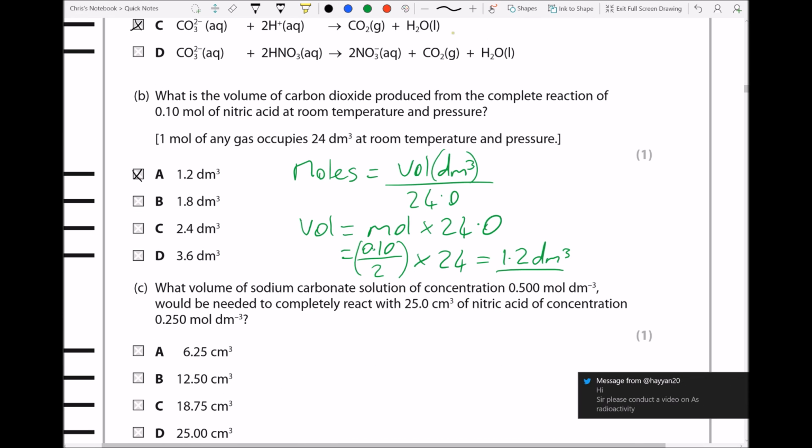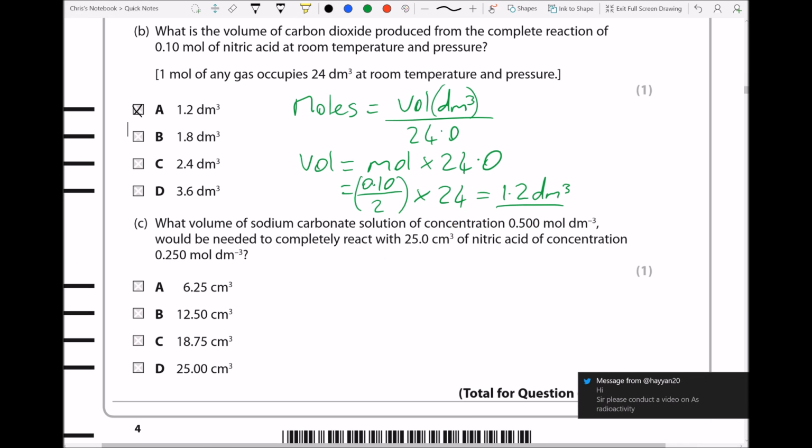Okay, part C. So what volume of sodium carbonate solution of concentration 0.500 moles per dm cubed would be needed to completely react with 25 centimeters cubed of nitric acid of concentration 0.250 moles per dm cubed? Right, there's a lot of numbers there. Okay, so let's work out what we need to do. We need to work out the volume of sodium carbonate.